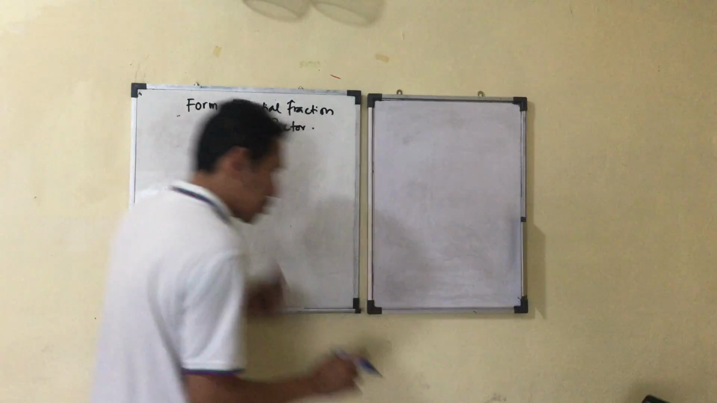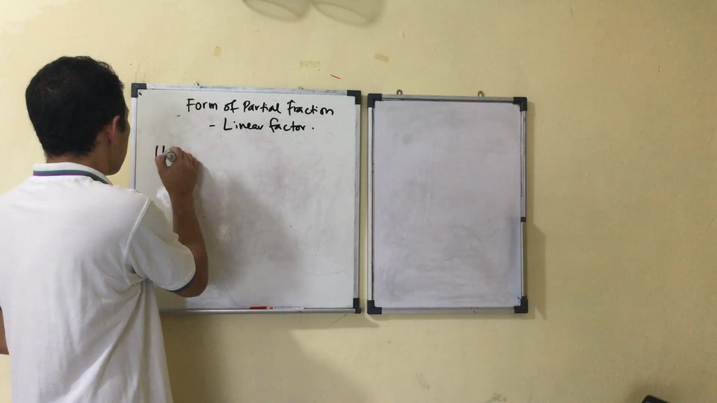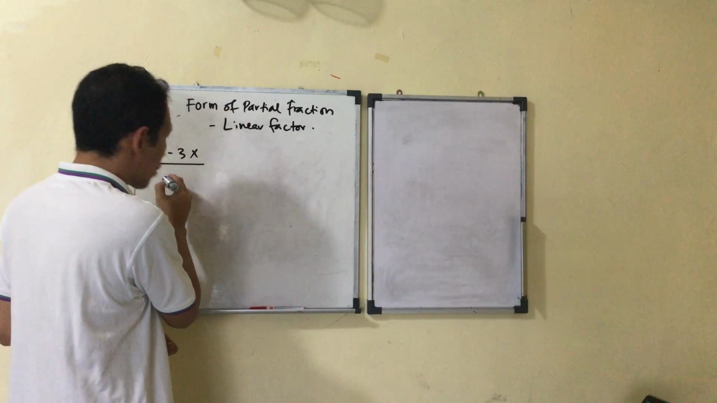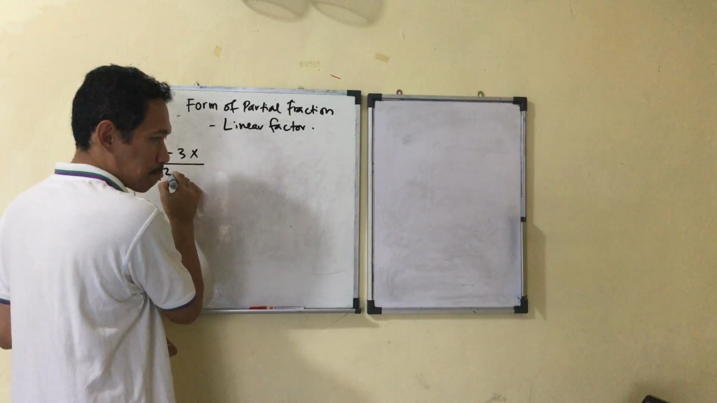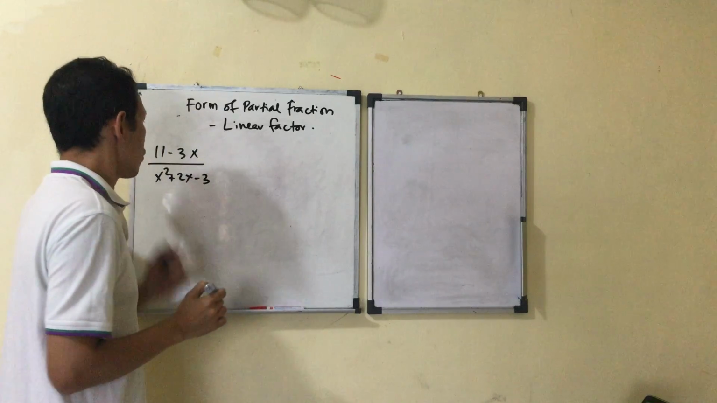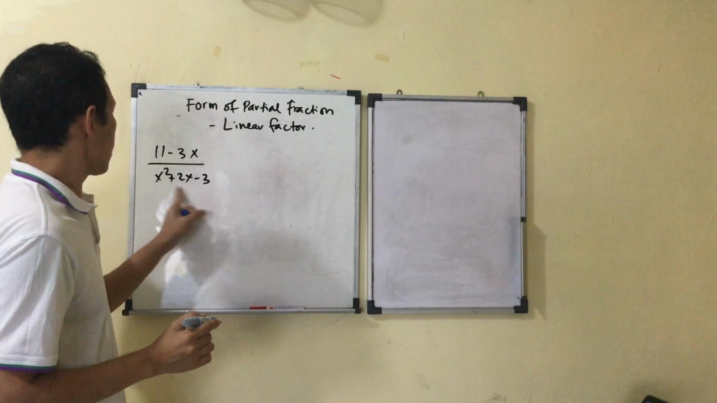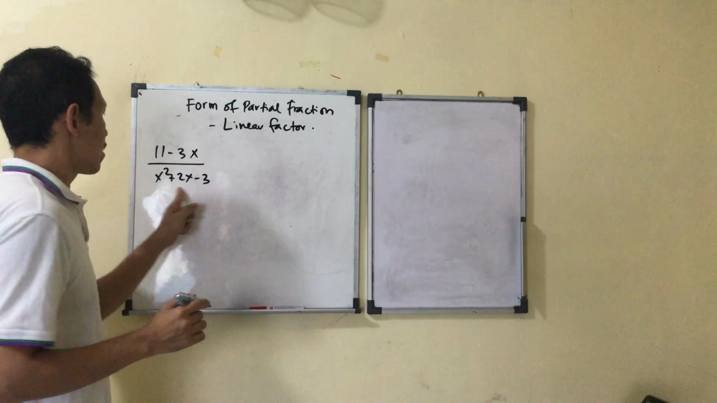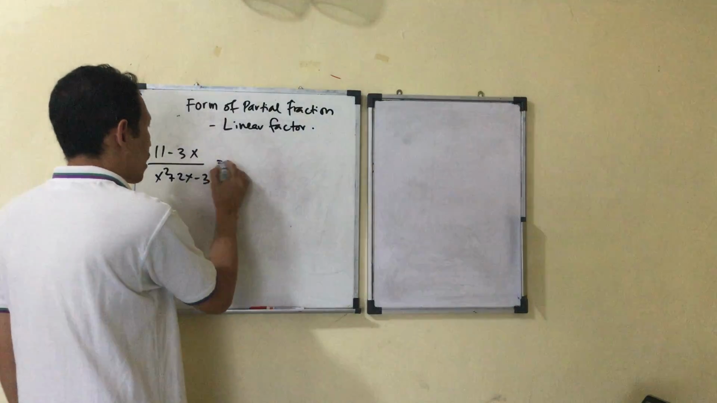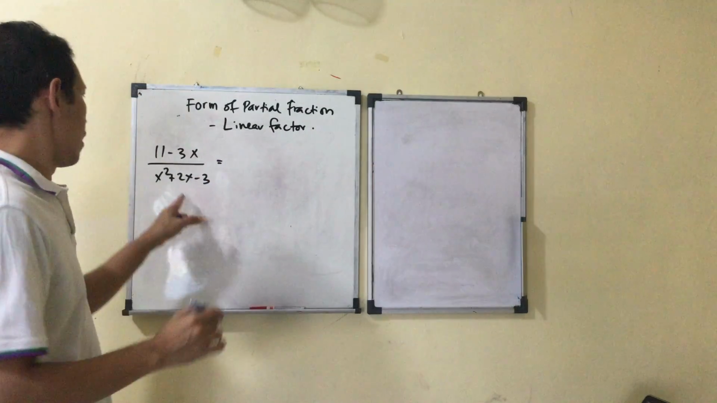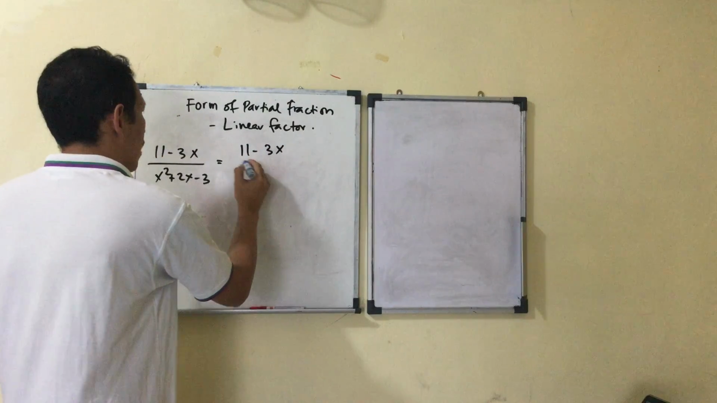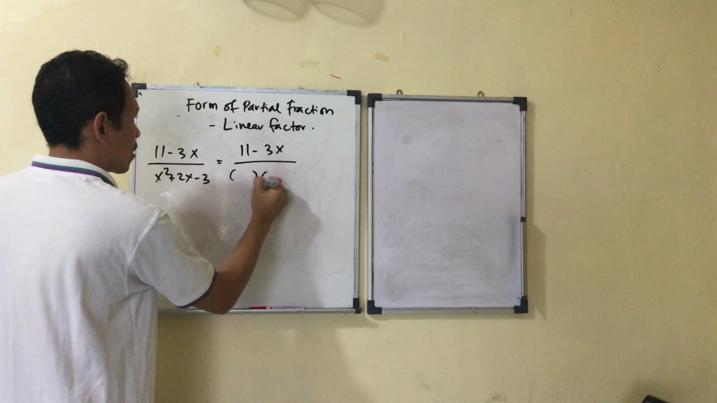If you look at your notes, we have 11 minus 3x divided by x squared plus 2x minus 3. If you look at this factor here, it's supposed to be a quadratic factor, but it is basically a linear factor. So we can factorize this. So 11 minus 3x. If you factorize this, what do you get?